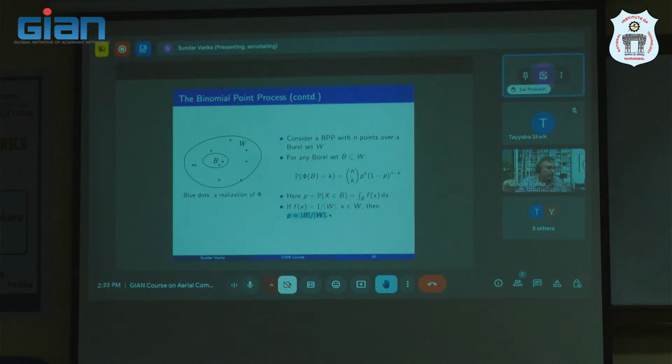Yes, please. Yes. You can think of area by area also. You can even think length by length also. You can define a binomial point process on a line. Yes, line by line, area by area, volume by volume, no problem.